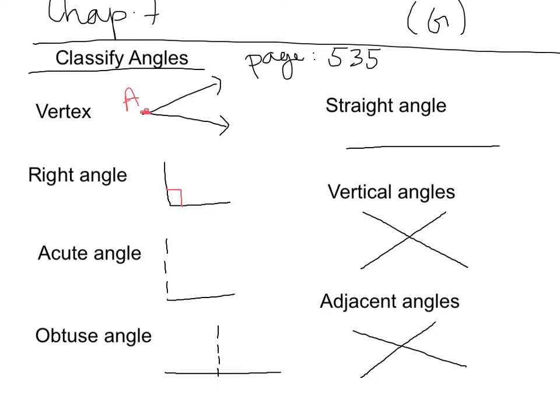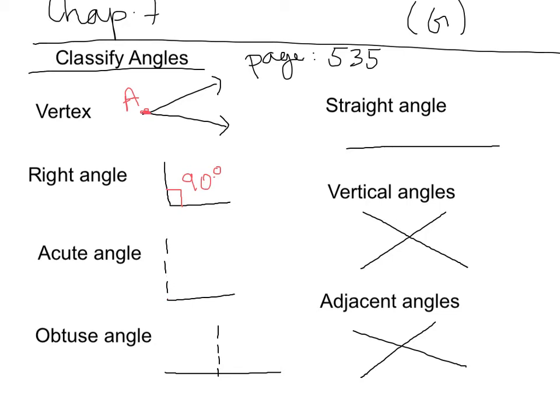A right angle is exactly a 90-degree angle. As you see in this drawing, this is a 90-degree angle, also called a right angle. An acute angle is an angle formed here. If you take this example, this is approximately a 90-degree angle. Any angle that's less than 90 degrees is called an acute angle.